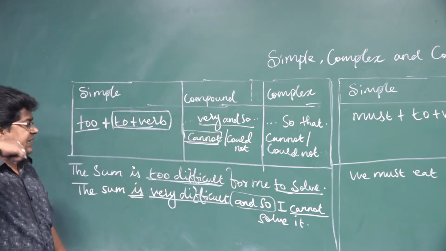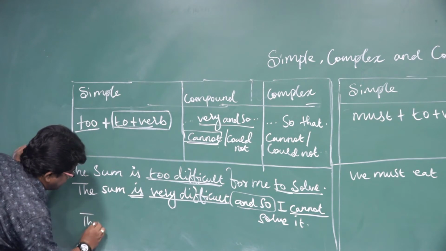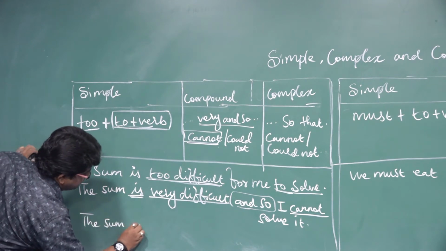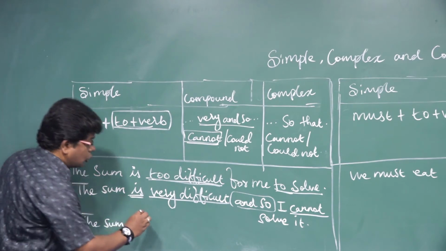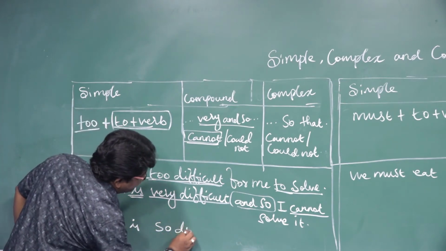Now, the complex sentence. How do we have to change it? The sum is, without changing the sense, we have to change it. Already I told you, the sum is so difficult.